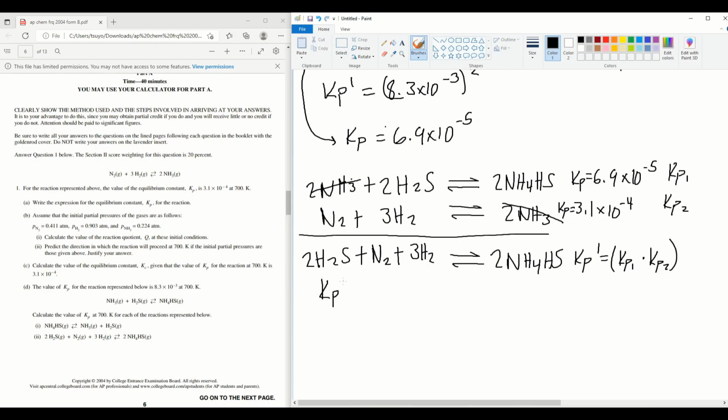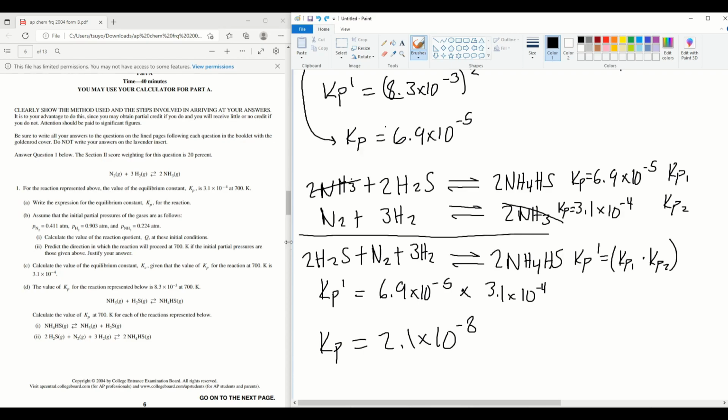So Kp dash equals 6.9 times 10 to the negative fifth times 3.1 times 10 to the negative fourth. I'm just plugging this into my calculator. That will give us Kp equal to 2.1 times 10 to the negative eighth. So the Kp for this reaction is 2.1 times 10 to the negative eighth. And that's it. We're done for this question.